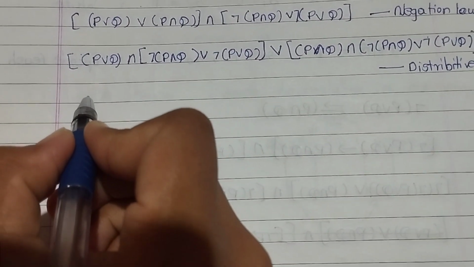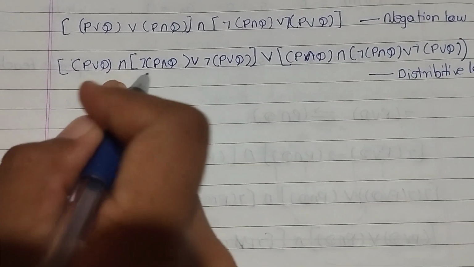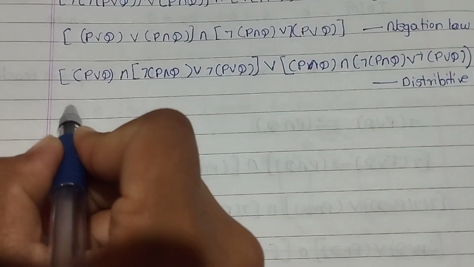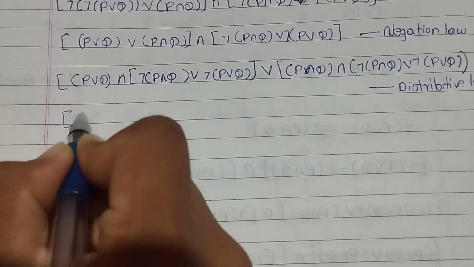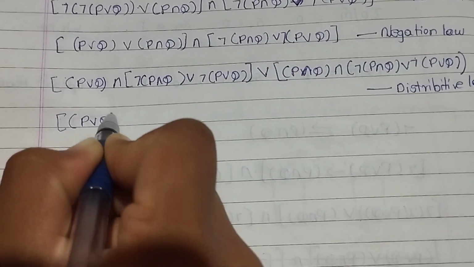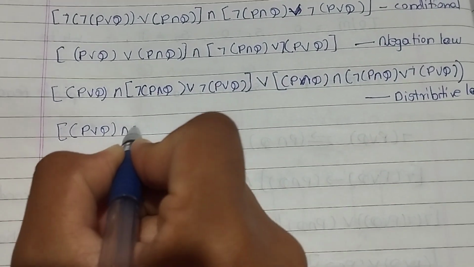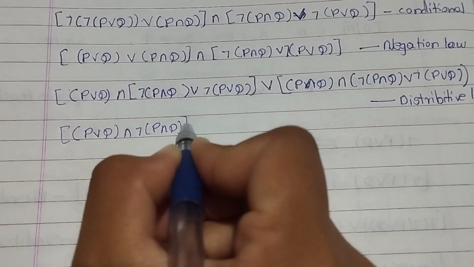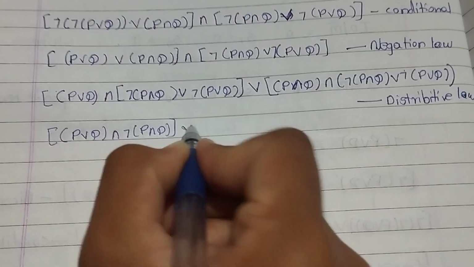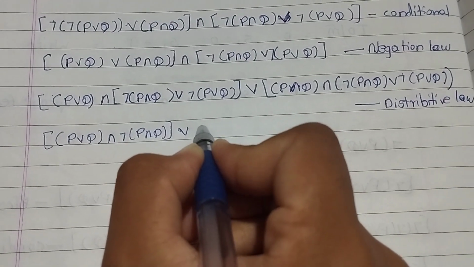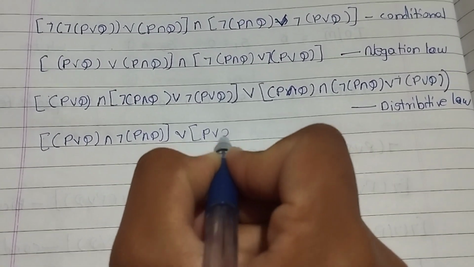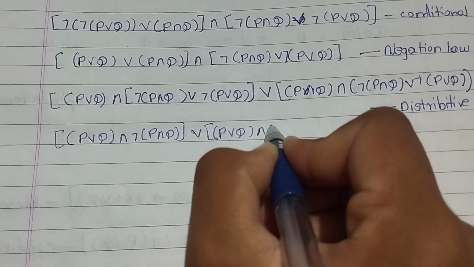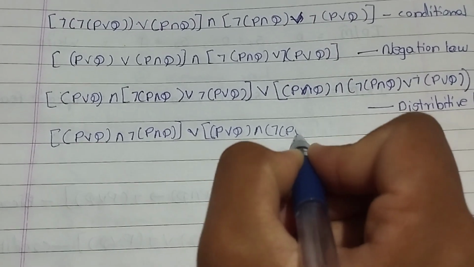Now again we use distributive law. So this P and (P or Q), or this whole equation, we use distributive law. (P or Q) and negation (P and Q) is the one term, or in with again (P and Q) and negation (P or Q).